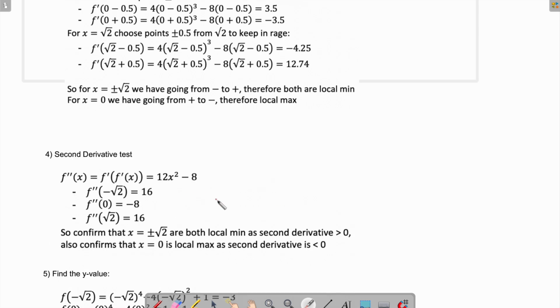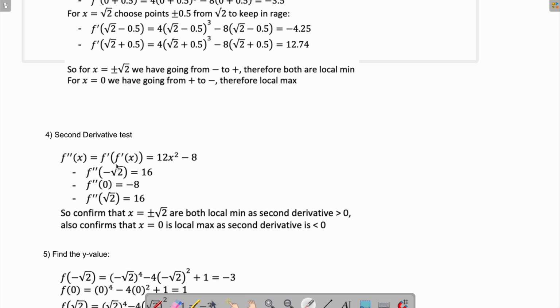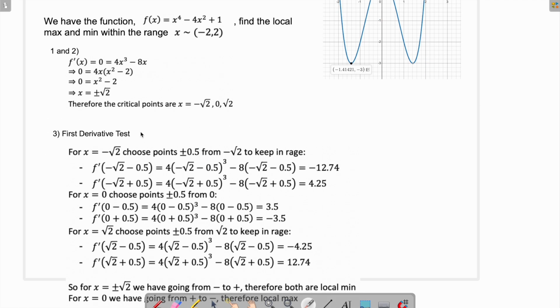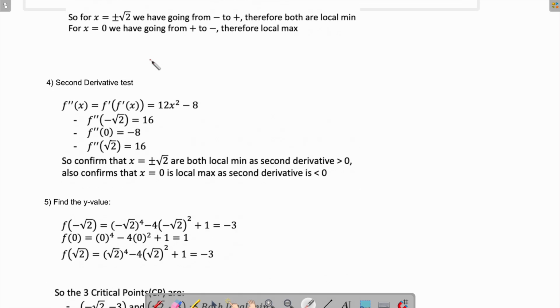Now let's just do the second derivative test to confirm. So taking the second derivative of f dash of x, we get 12x squared minus 8. So we just go to this one here and find the derivative again, just pretend it's a normal function. And then subbing our critical points in, we see the square root 2 and negative square root 2 are both equal to 16, and the 0 is equal to negative 8.